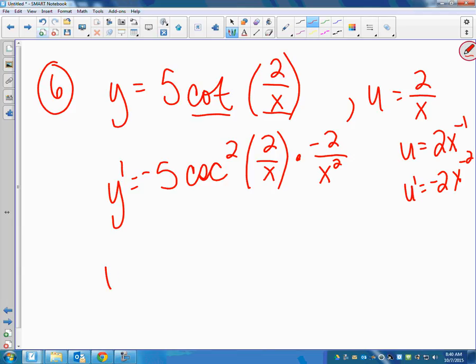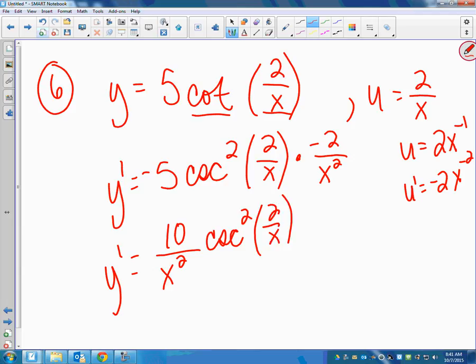So negative 5 times negative 2 is 10 over x squared, cosecant squared of 2 over x. And really the cosecant squared could all be in the numerator. It just depends on how you want to write it there. But definitely the x squared should be in the denominator.